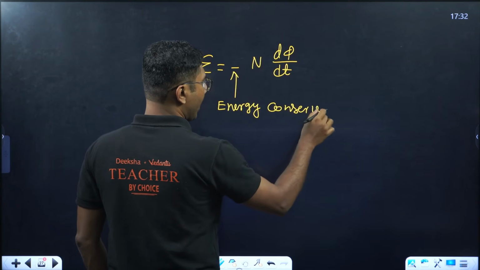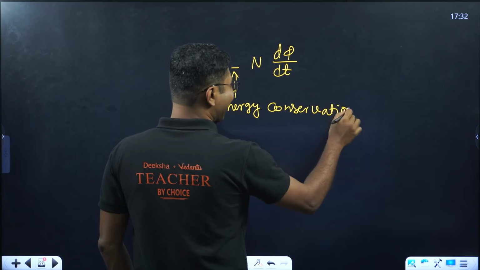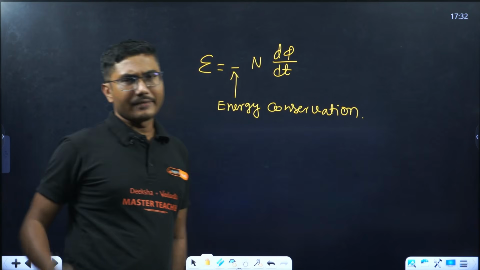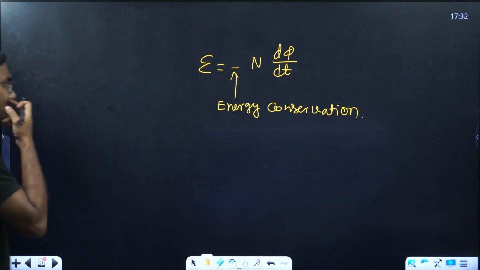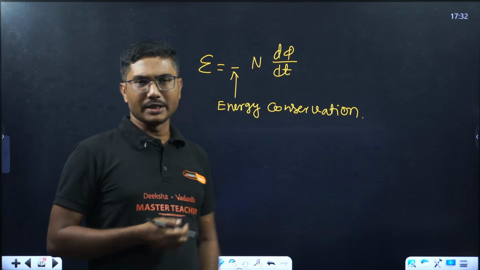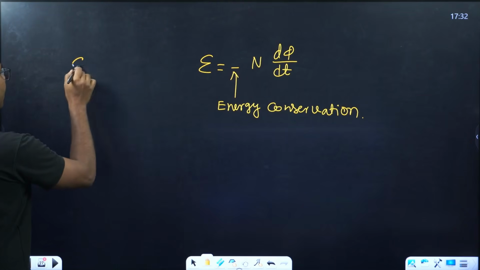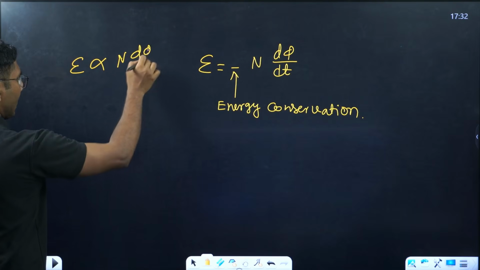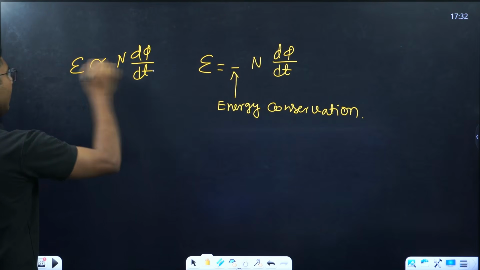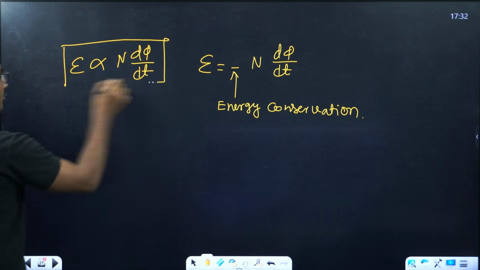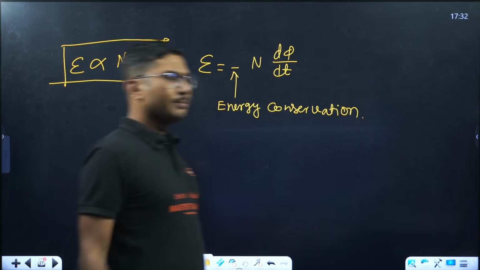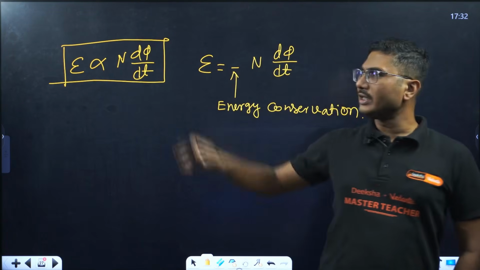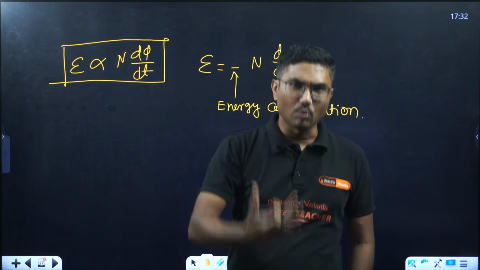Now one important point here. In reality, when Faraday gave his law, he never said that epsilon is equal to minus n d phi by dt. He said that the induced EMF is proportional to n d phi by dt. That was his point. Then people realized that it is actually equal. The proportionality constant is 1.